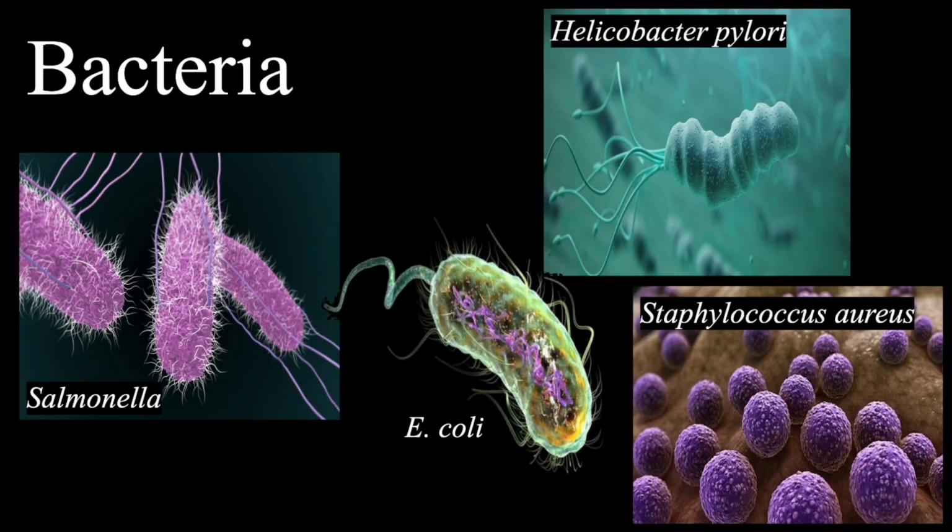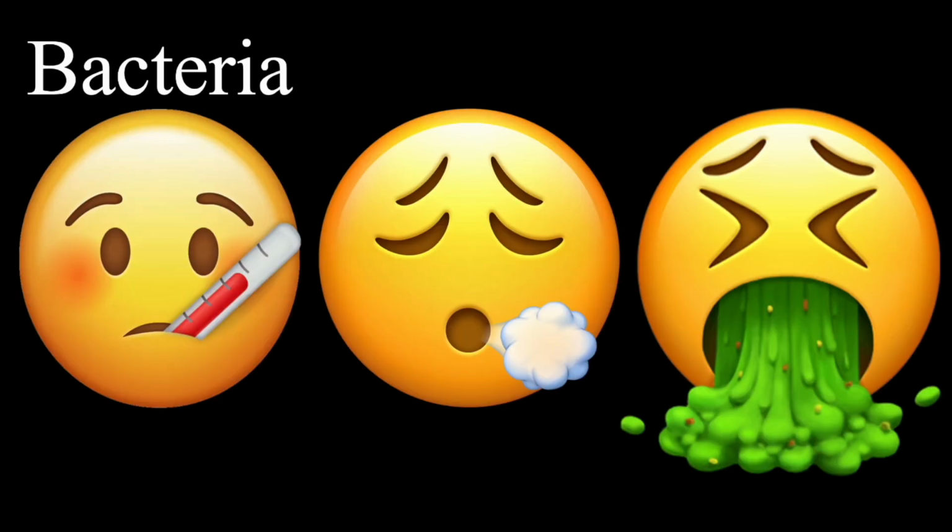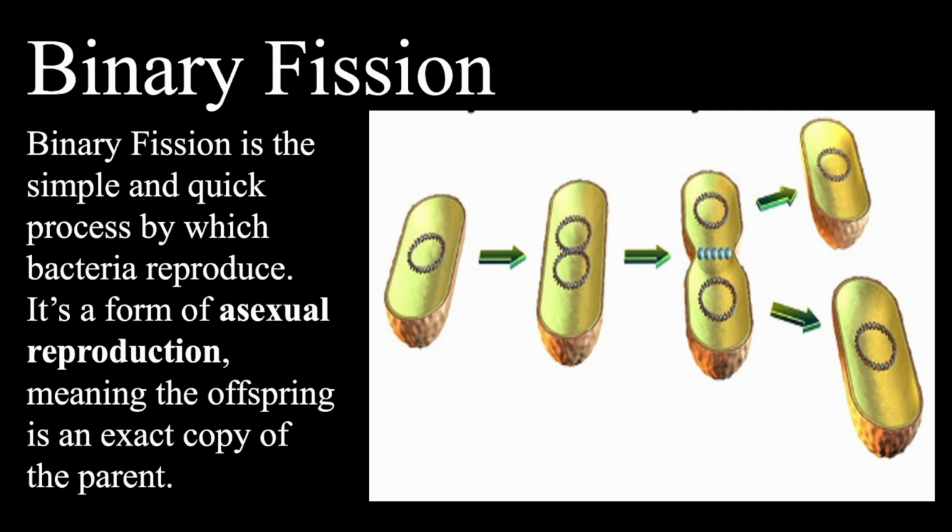These pathogenic bacteria can enter the body through various means, including inhalation, ingestion of contaminated food or water, or through breaks in the skin. Once inside, they can evade the immune system, multiply, and produce toxins, leading to illness. In regards to reproduction, bacteria go through what's known as binary fission. Binary fission is a simple and quick process by which bacteria reproduce. It's a form of asexual reproduction, meaning the offspring is an exact copy of the parent.